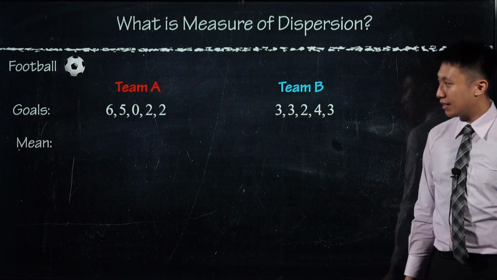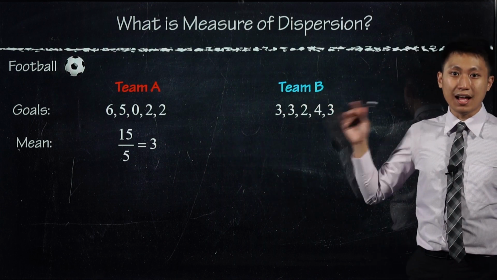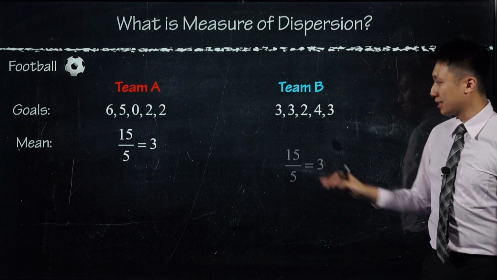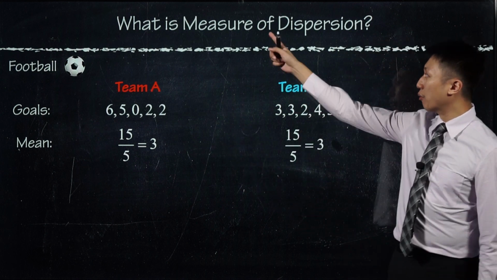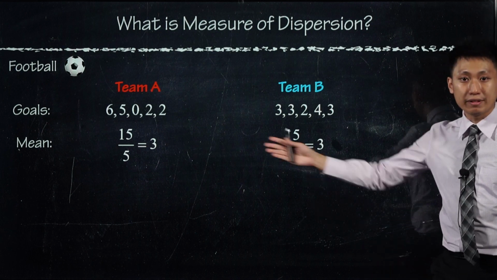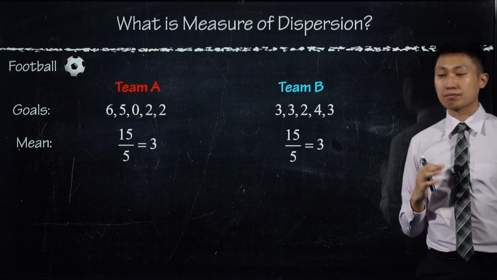Then the mean will be easy. We do it like normal. This is ungrouped data, because it's not grouped, right? So easy. What does it mean by measures of dispersion? Okay, you got this one? Same, we have the same mean. It means on average, they both score 3 goals.